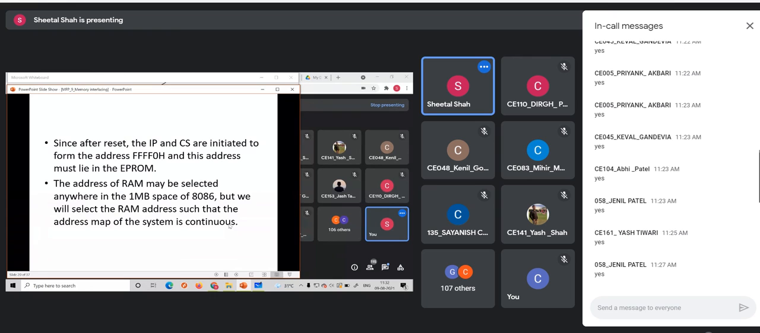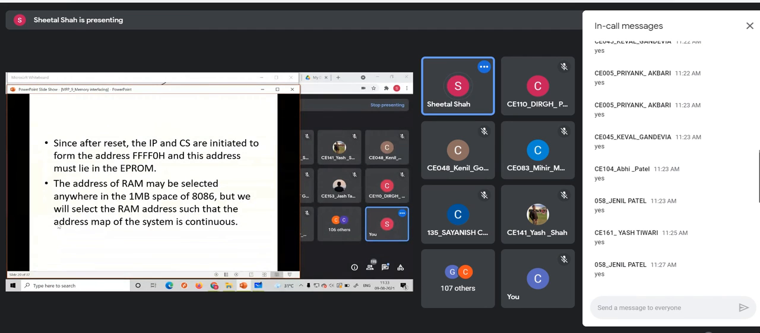Since after reset the IP and CS are initiated to form the address FFFF0, this address must lie in the EPROM. So that address should be specifically for the EPROM. The address of RAM may be selected anywhere. It is not compulsory, but in this example we are considering that it should be continuous. Once the ROM addresses finish, then from there onwards we'll start with the RAM addresses.